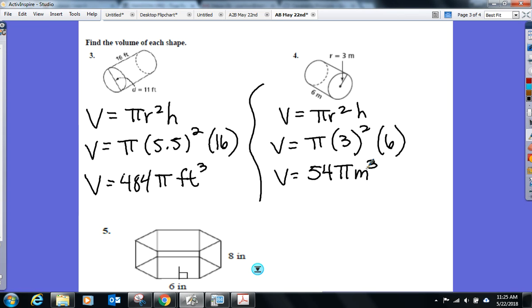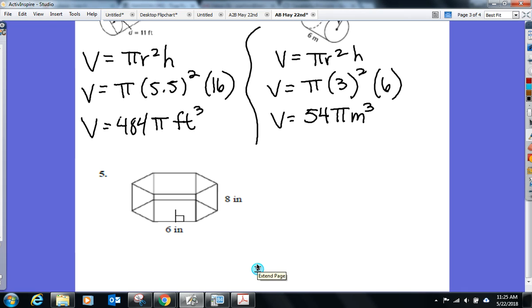On your own or in your group, volume of number 5, hexagonal prism now. Big B, so find the area of that hexagonal base times the height of the prism. Go ahead. Got to do a little work. If you're a 1/2 a p person, fine. If you're breaking it up into triangles, go ahead. Find the area of the base.